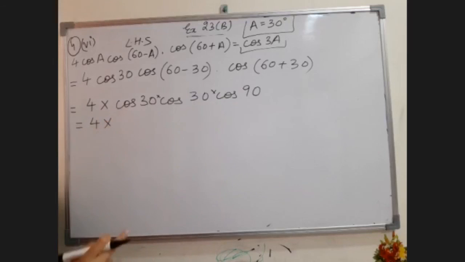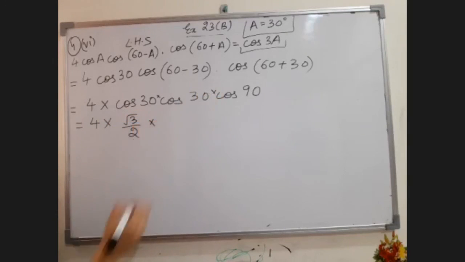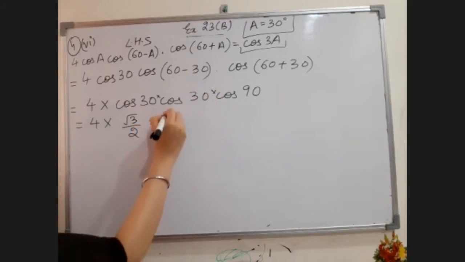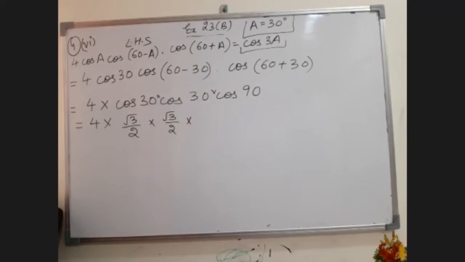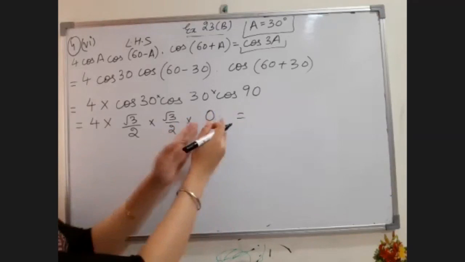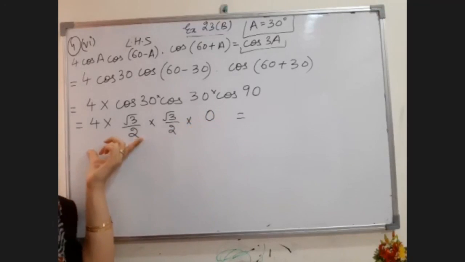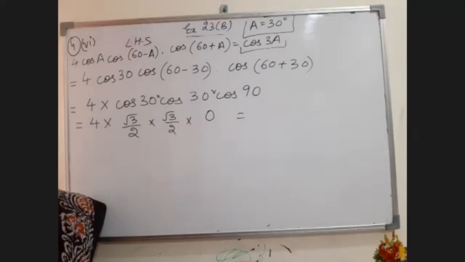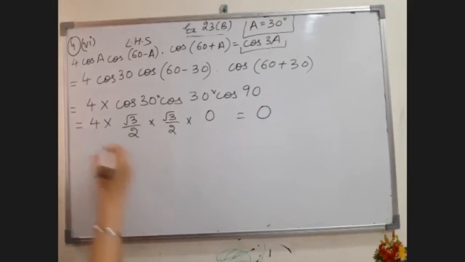Cos 30, what's the value of cos 30? Root 3 by 2. Again cos 30, root 3 by 2. And cos 90, 0. Cos 90 is 0. So if one number, 0, is getting multiplied with other numbers, what will be the answer? 0. So our left hand side is equal to 0.